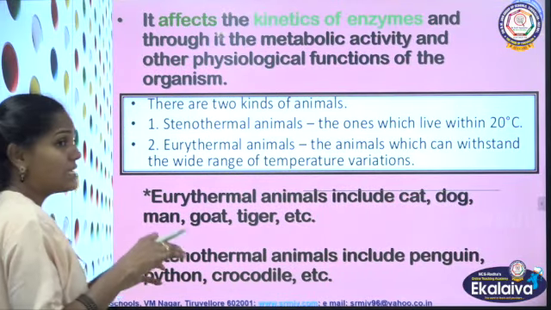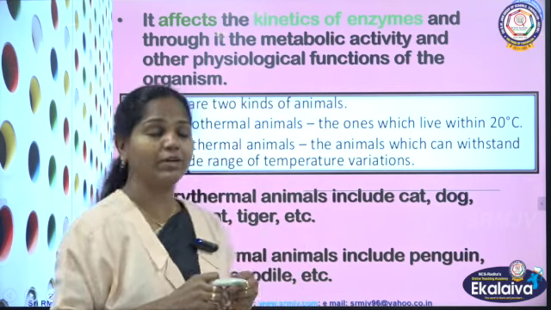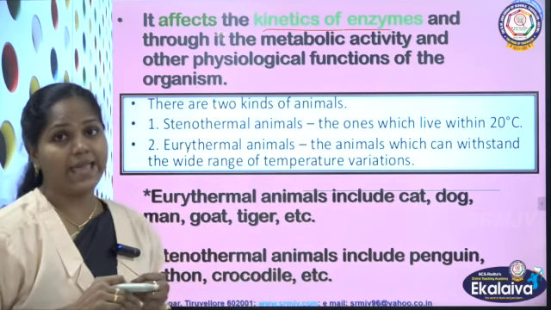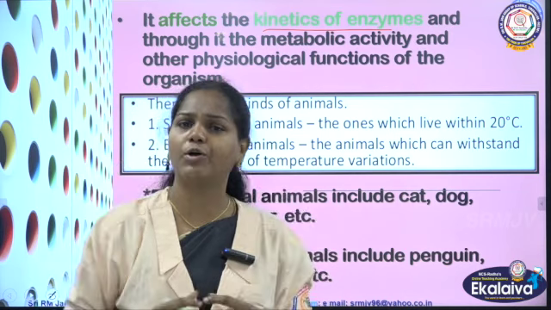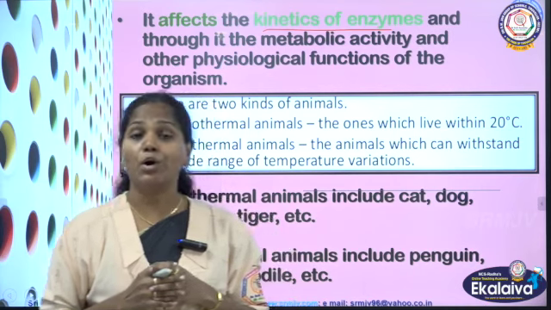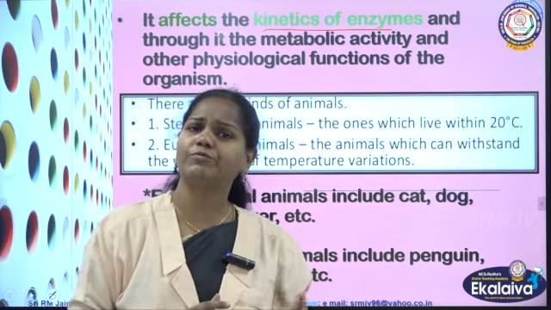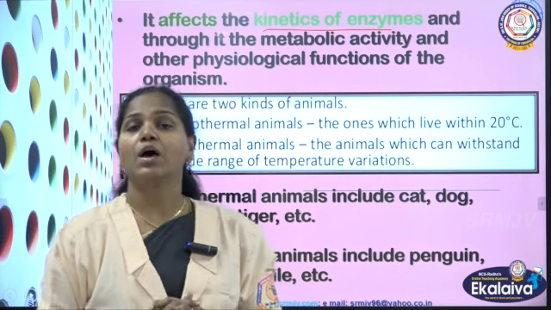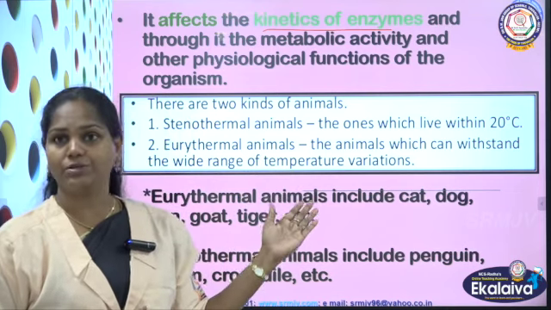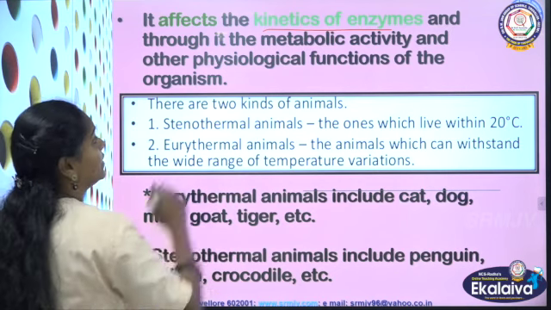Okay, so how does temperature have an impact on living organisms? It affects the kinetic energy of the enzymes. Of course, various metabolic processes go on inside the body of a living organism, and all those metabolic processes involve so many enzymes. Temperature acts as a very important limiting factor, so an increase or decrease in temperature affects the enzymes.